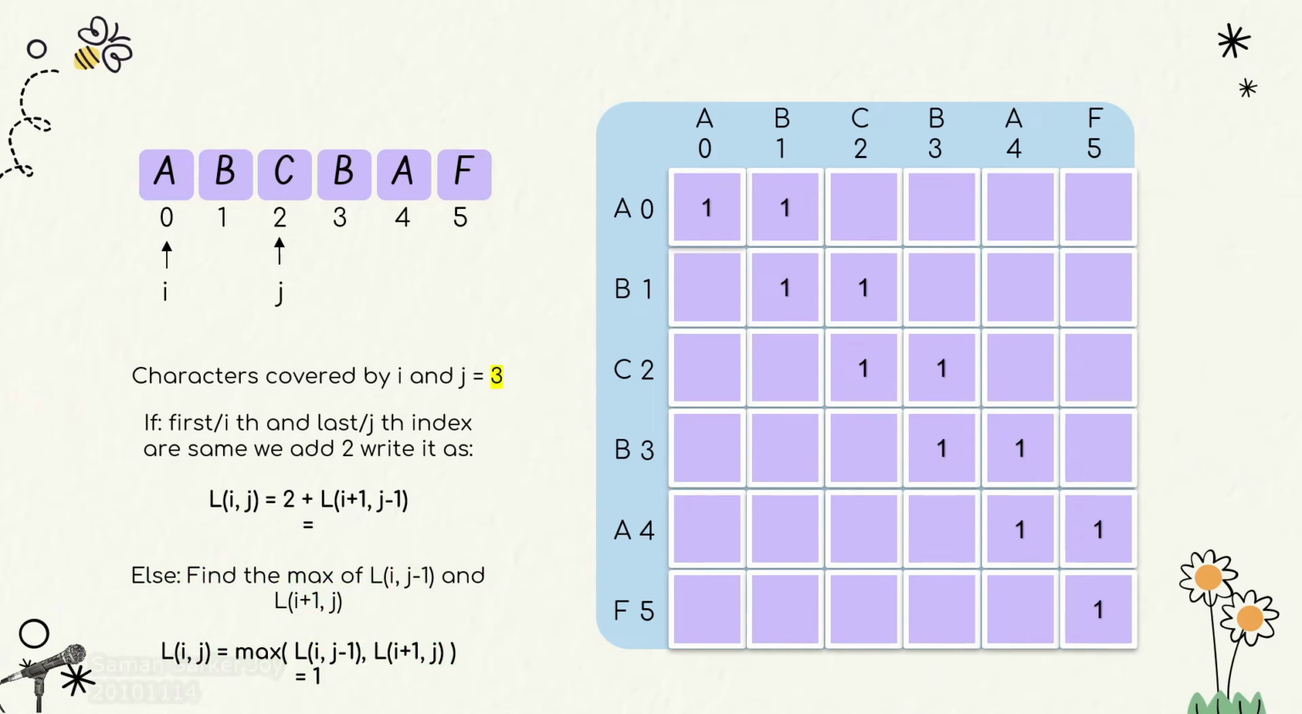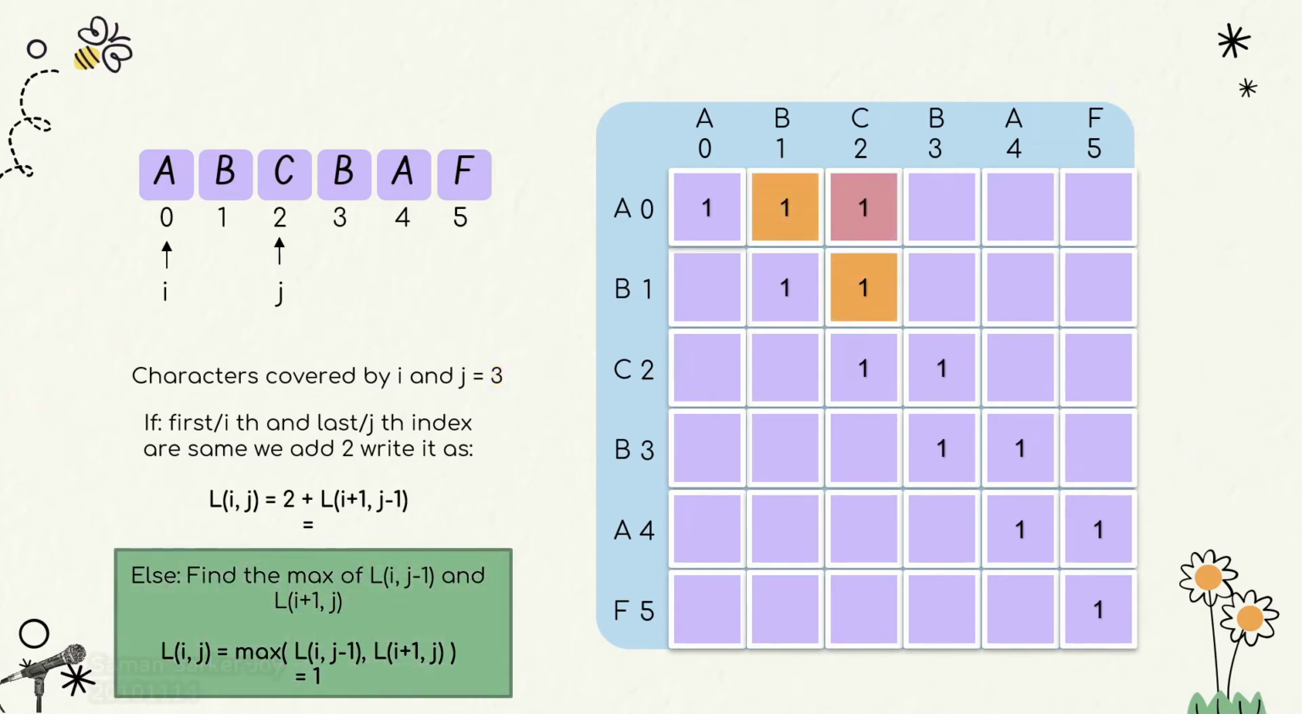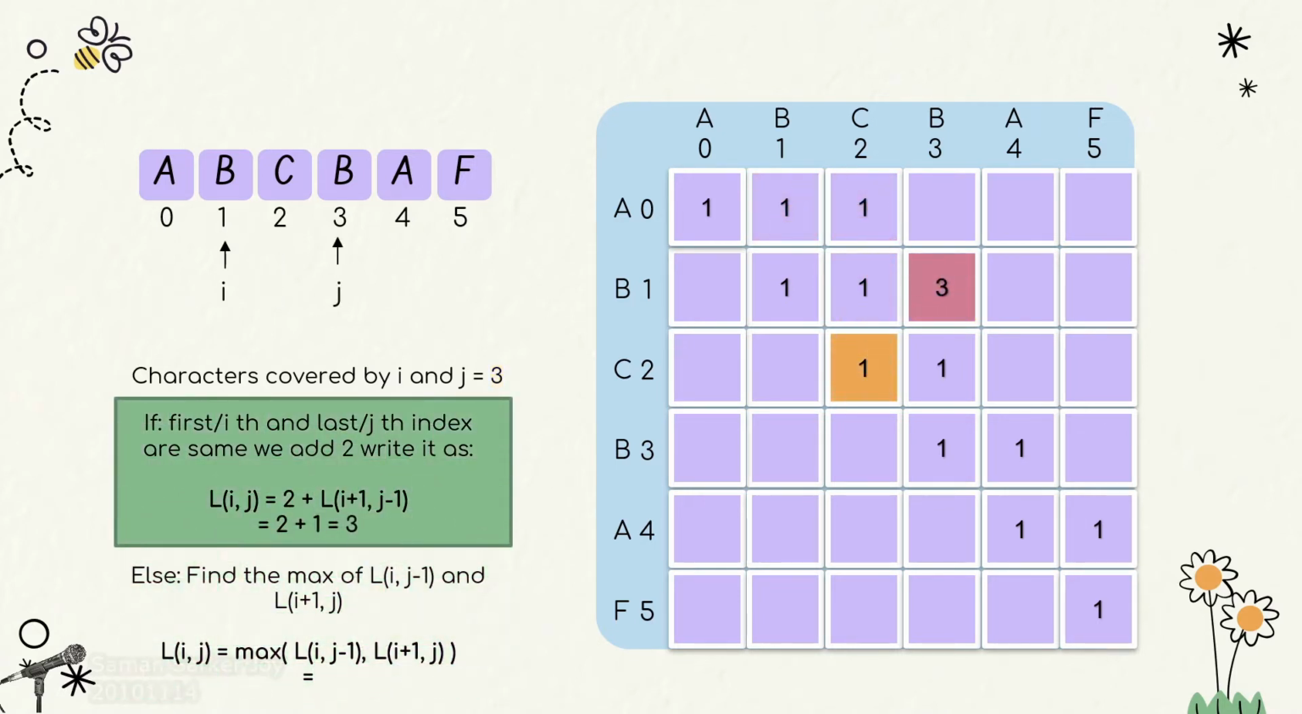Now, i and j are covering three characters. Again, we do what we were doing. i and j are not the same, so else block. However, this time i and j both are representing B, so it will go to the if block, and we'll take the bottom left corner's value and add 2 with it. It's because BCB has a palindromic subsequence of 3.